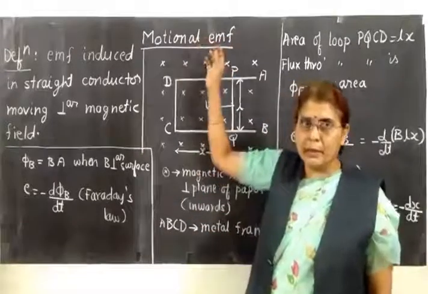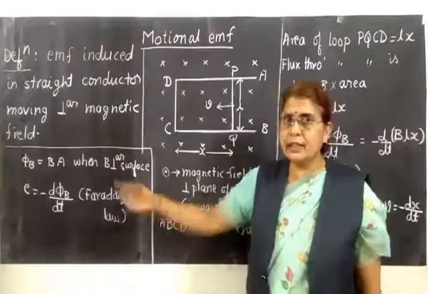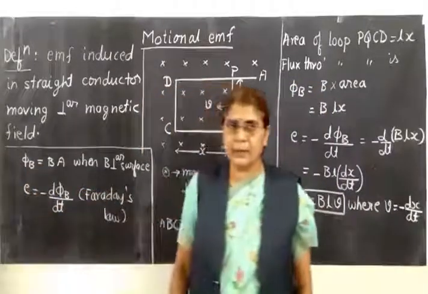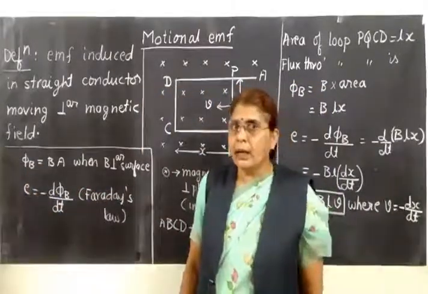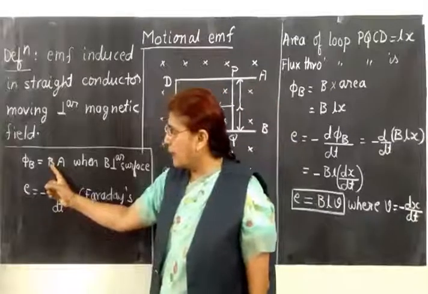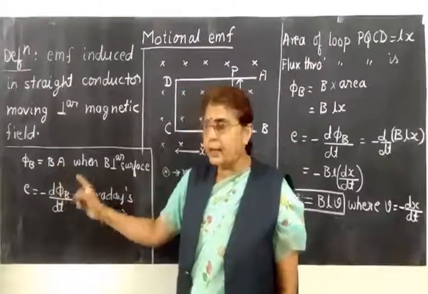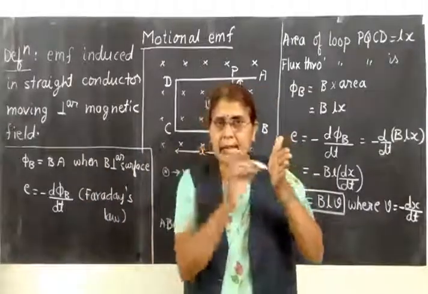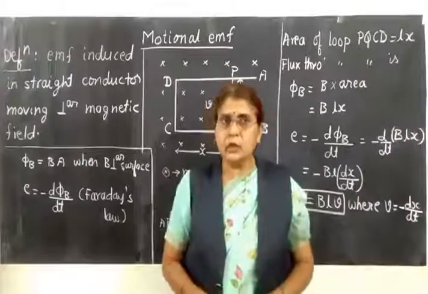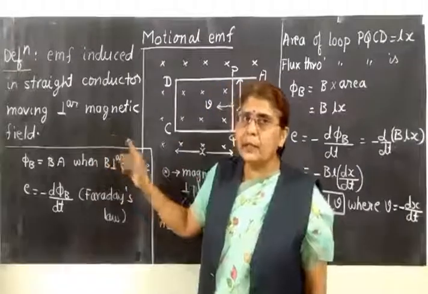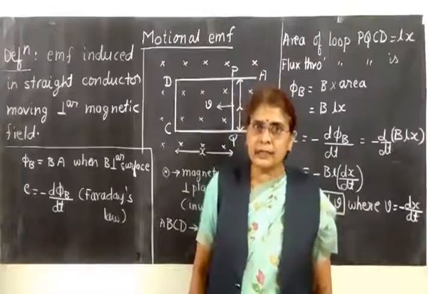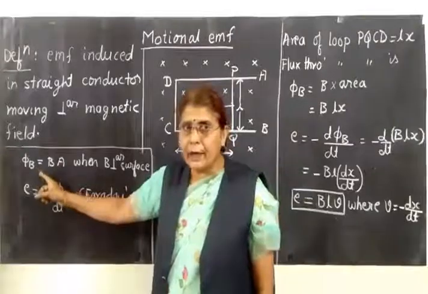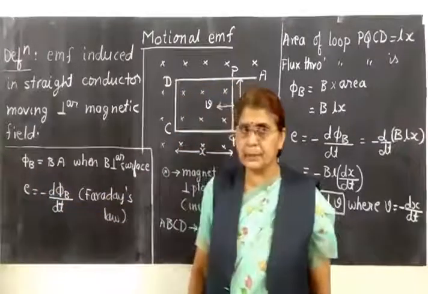To study motional EMF, we need certain points which we studied last time. The first point was regarding the magnetic flux. Magnetic flux is given by the product of magnetic field and area when the field is perpendicular to the surface. Suppose this is a surface and you have a magnetic field acting perpendicular to it. Whenever the magnetic field is perpendicular to a given surface, the flux through it is maximum, and it is given by B into A, the product of magnetic field and area of the surface.